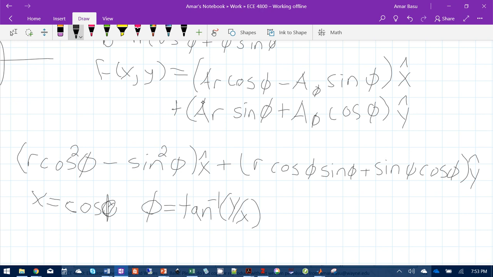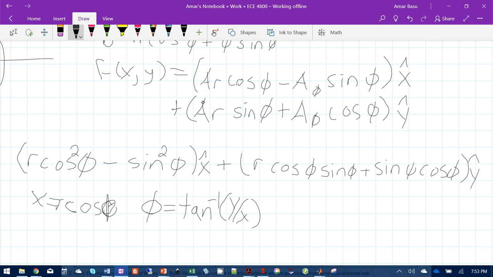Instead, you can use the relations that you've just shown on the left: x equals r cosine phi. Wherever you have a cosine phi, just replace it with x over r. Oh, that's a lot simpler. I know exactly what you were talking about, because we were thinking the same thing earlier today.